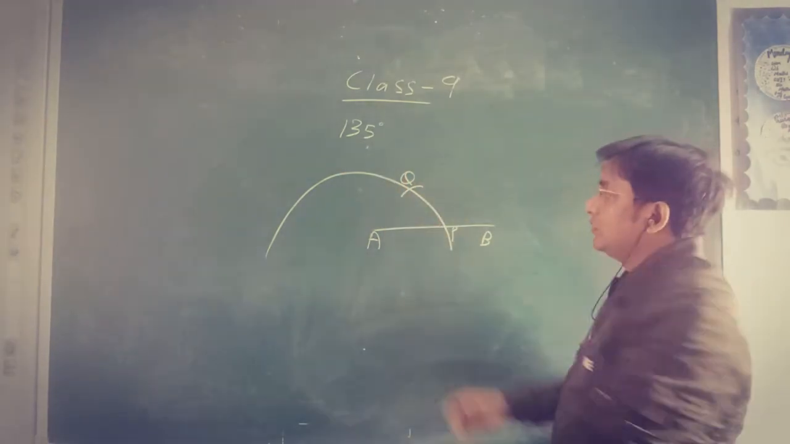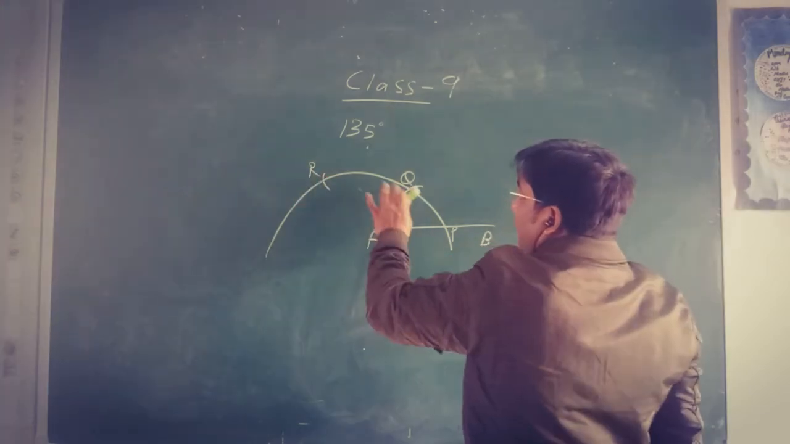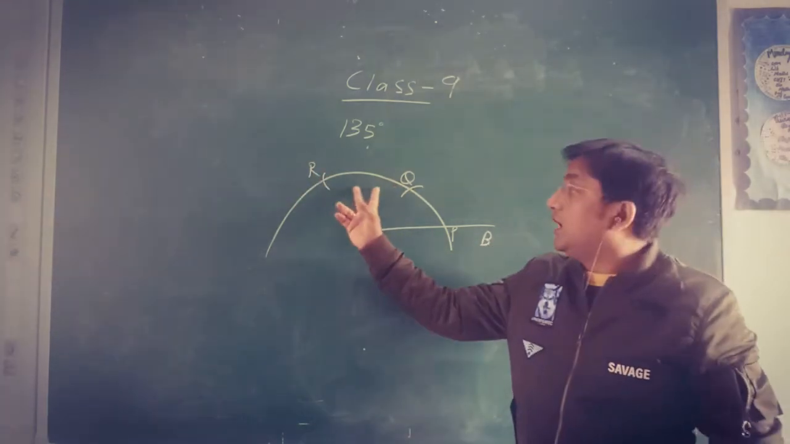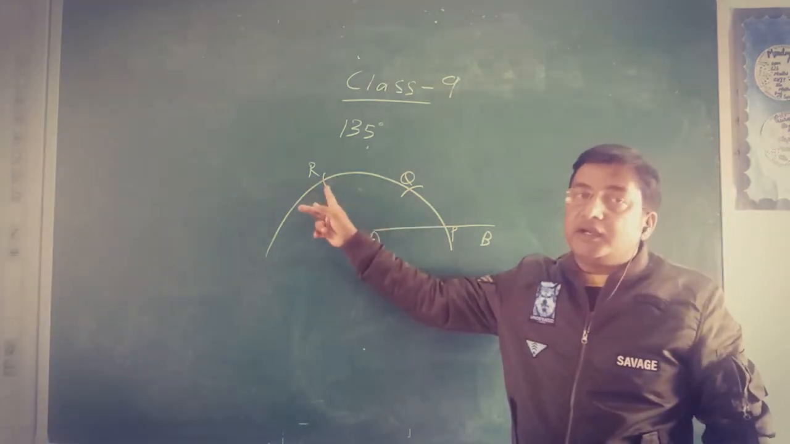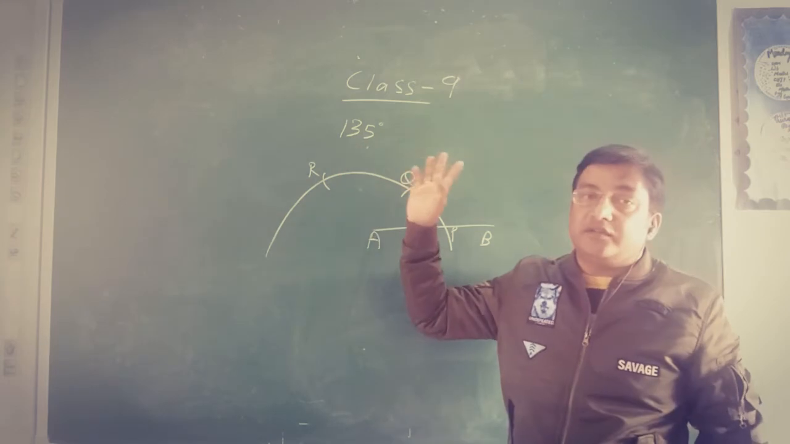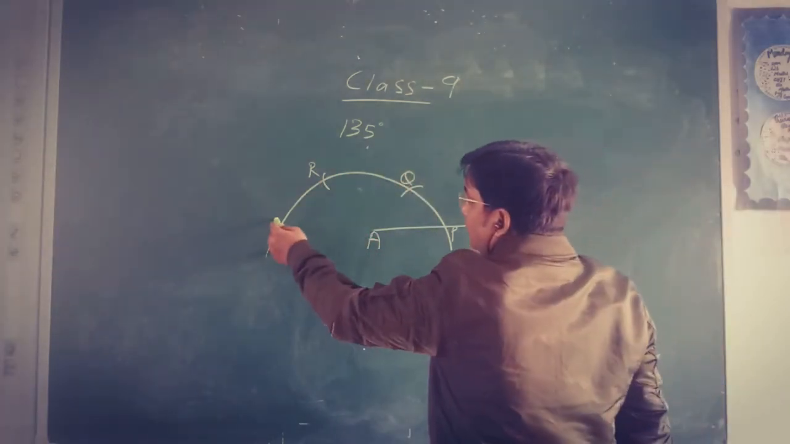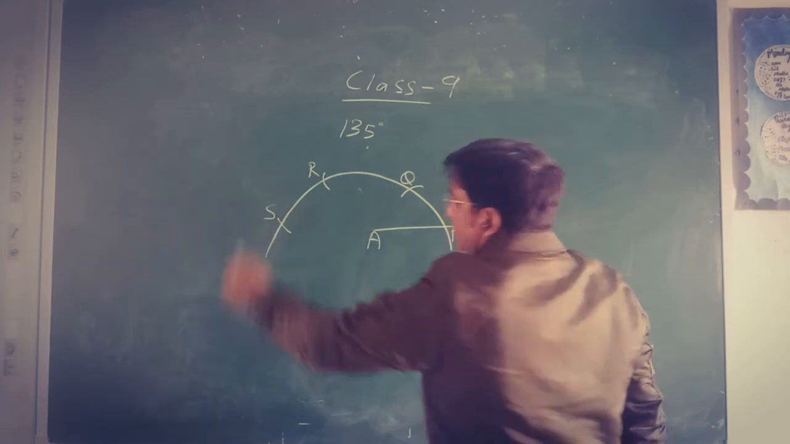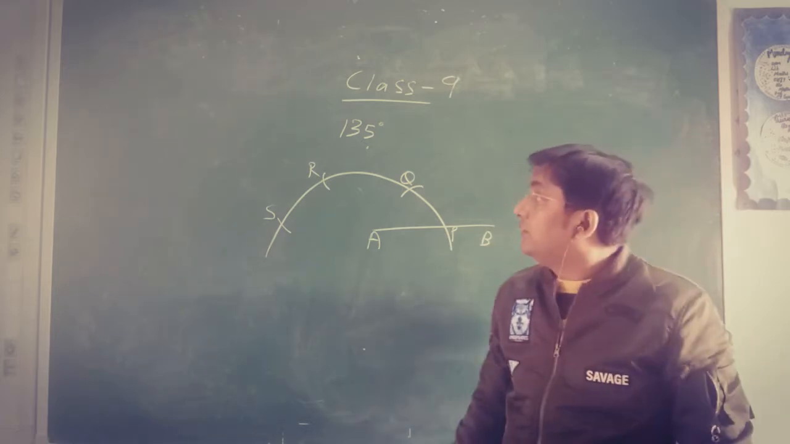So let us draw one more. From here, you draw one more arc. From Q, you will get another 60 degree. From P to R, it is 120 degree. Still you will not get 135. So you have to make one more 60 degree. From Q, R, you draw S. Okay. Now where will you get this 135?